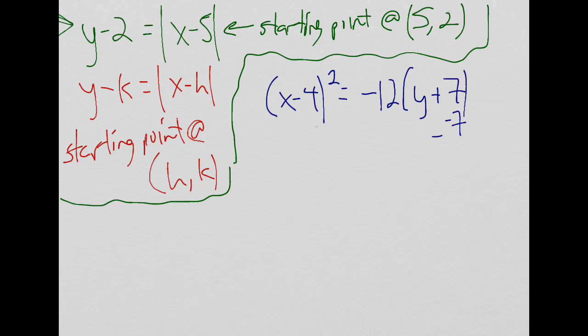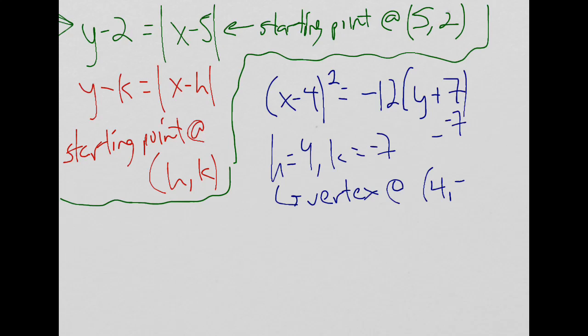Okay, so as we said, h is 4 and k is negative 7. So what that tells me is that it has a vertex at (4, negative 7). Also, what kind of squared does it have? Well, it's got an x squared, so that means it opens either up or down. To figure out up or down, I need to look at this value.